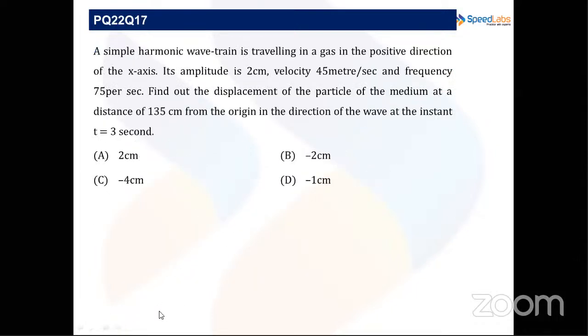A simple harmonic wave train is traveling in a gas in the positive direction of the x-axis. Its amplitude is 2 centimeter, velocity is 45 meter per second, and frequency is 75 per second, that is hertz. Find the displacement of the particle of the medium at a distance 135 centimeter from the origin in the direction of the wave at the instant t is equal to 3 seconds.